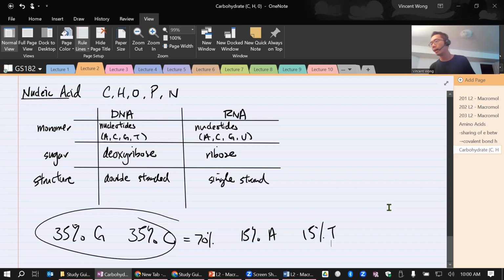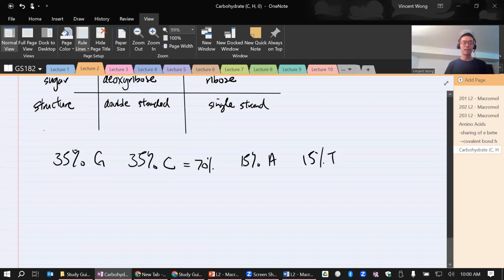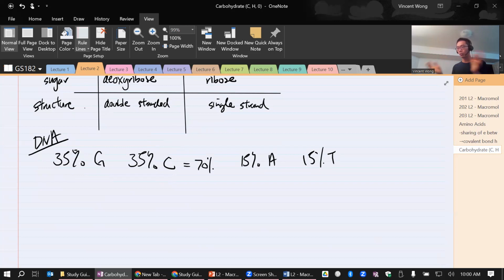Okay. Nina asked, if we're only given G, should we assume it's DNA? Oh, interesting. Yeah, that's a great question. For something like this, the question would have to tell you it is DNA. You won't be able to do this if this is RNA, because the pairing only works if it's DNA, right? But that's a great question.